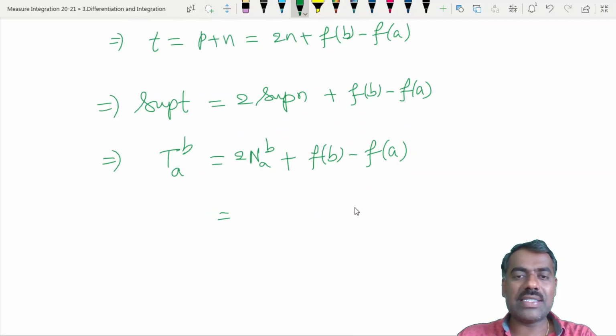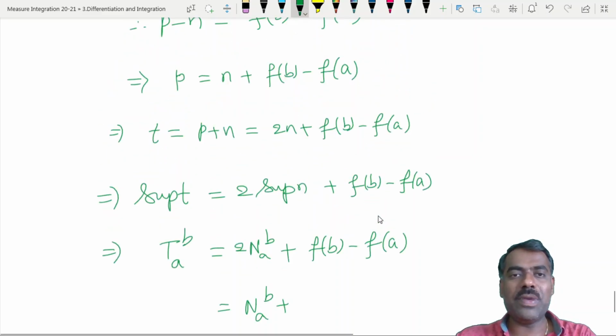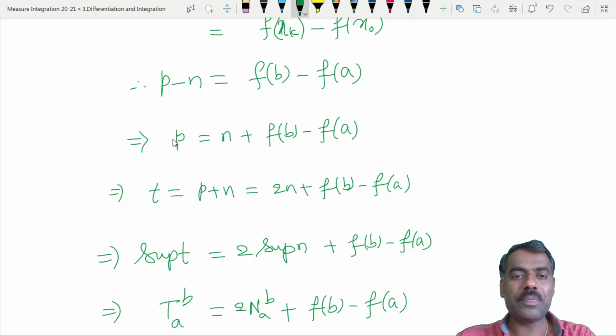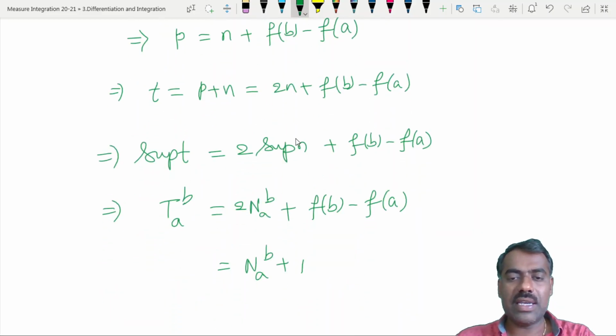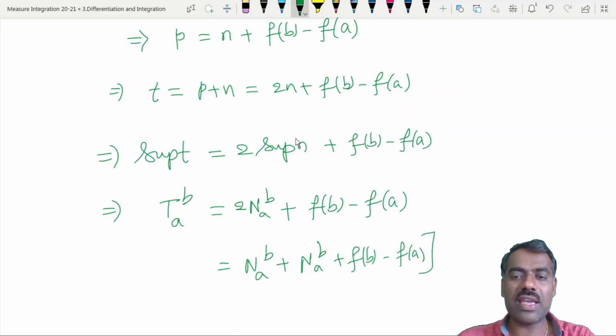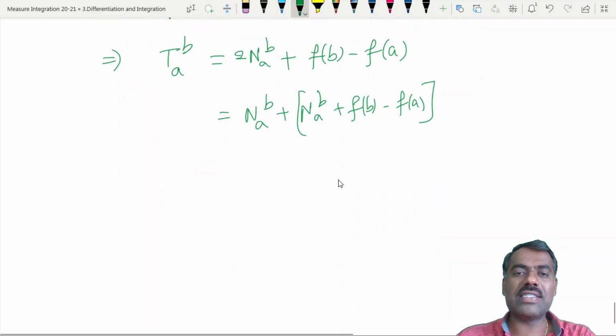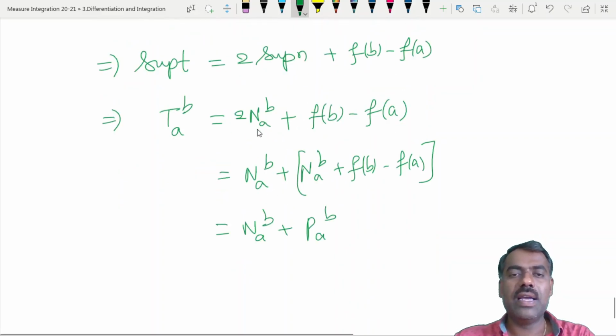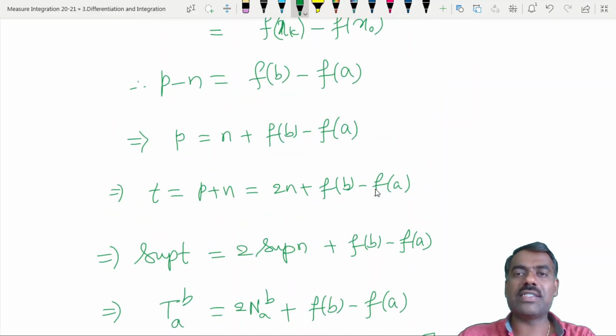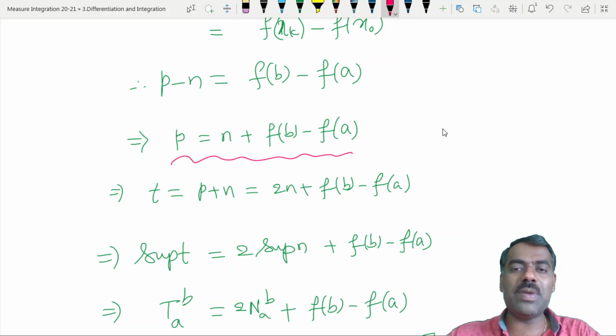But this is the same as, again I can write this as N_ab plus N_ab minus f(b) minus f(a). That is the same as P_ab or not? This is the same as N_ab plus f(b) minus f(a), right? But this is the same as P_ab. Why? Because our p is nothing but from this. Is this clear? Because our p is equal to n plus f(b) minus f(a).